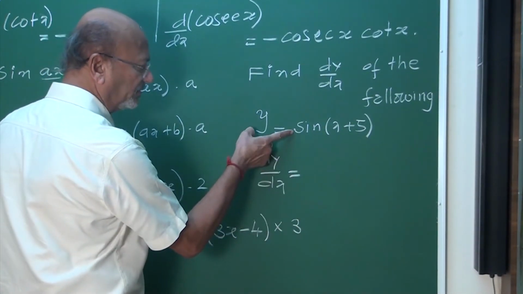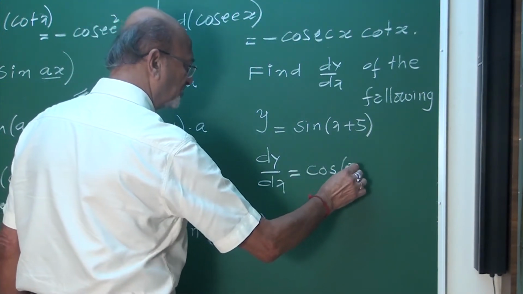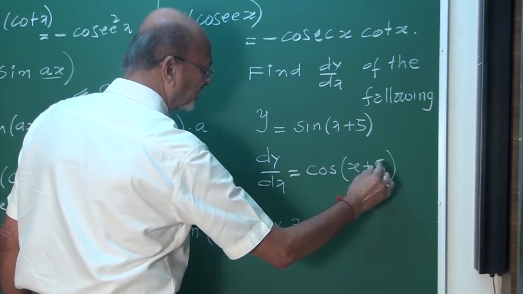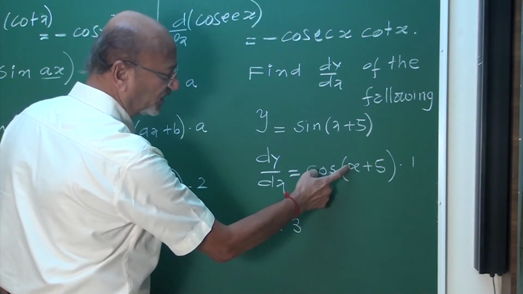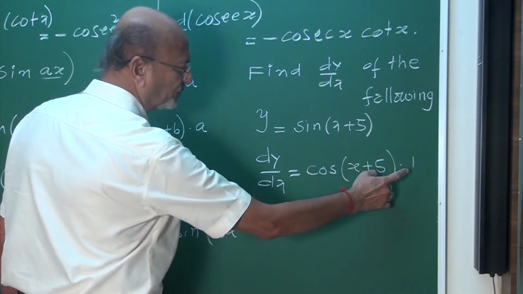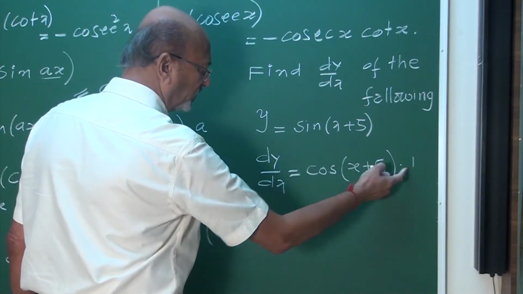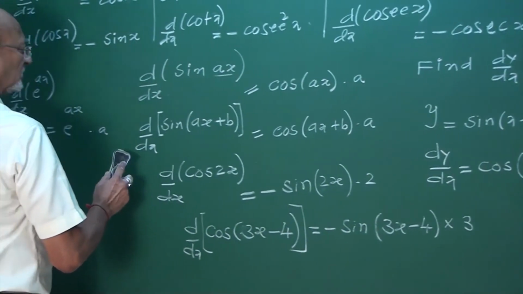See, you have to write the derivative of sine, cos. I told you, angle as it is, into the derivative of this angle. What is the derivative of x? 1. Otherwise, the coefficient of x. What is the coefficient of x? 1. Derivative of x, otherwise coefficient of x, which is 1. Finished. 1 mark question. Like this, my friends, another one.